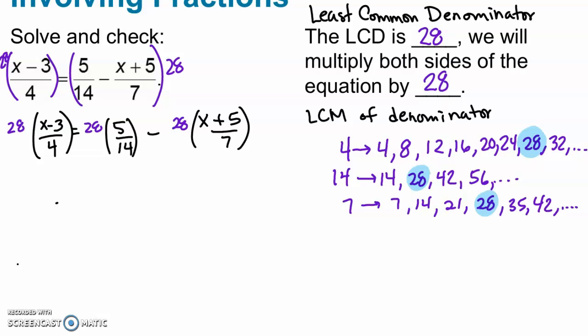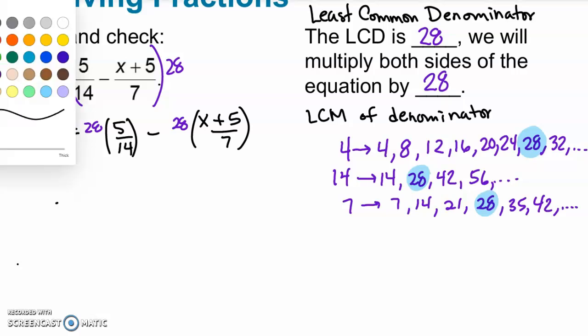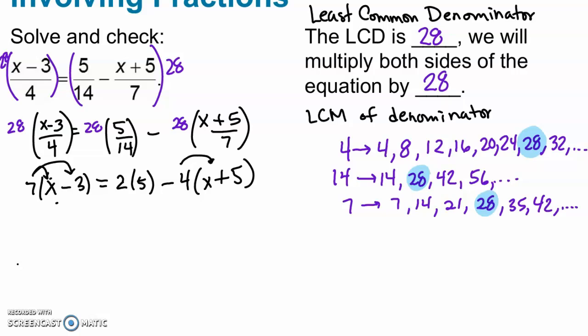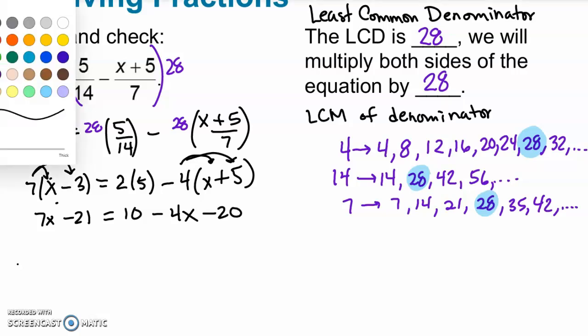And now I'm going to simplify. So the 4 goes into 28 7 times. 14 goes into 28 twice. And 7 goes into 28 4 times. And now distribute this 7 and distribute this negative 4. So I'm going to end up with 7x minus 21 on this side is equal to 10 minus 4x minus 20. And then let's collect our like terms.